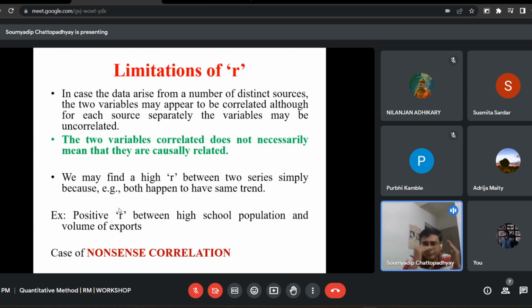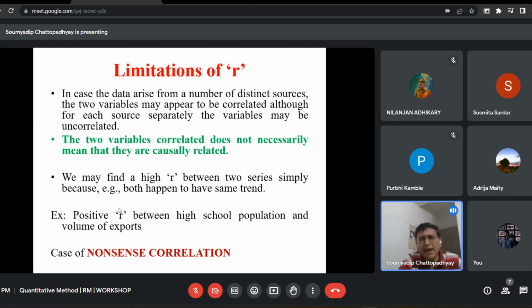So when you are using R square or the correlation coefficient for understanding the relationship between two different variables, you have to keep in mind these two serious limitations. Limitation number one is that R square will describe the relationship between the two variables only when the relationship is linear in nature. And second, the two variables may be correlated with each other, but that does not imply that they are causally related. And if that is the case, then we may encounter the situation of nonsense correlation.